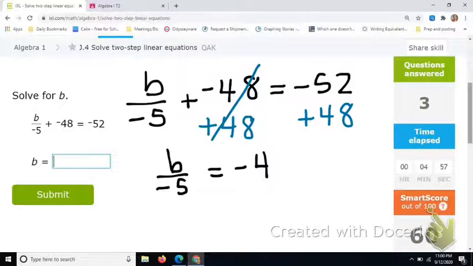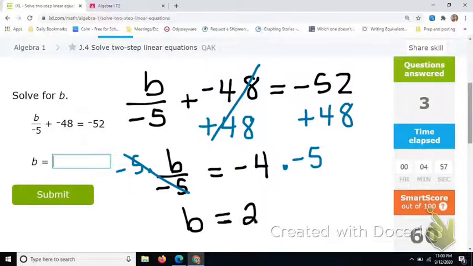Then to get rid of this fraction, to get rid of the division, we use the inverse operation, which means we're going to multiply by -5. Remember, in multiplying and dividing, you want to use the exact same number, not the opposite sign. And then times -5 over here. So then b is equal to +20.